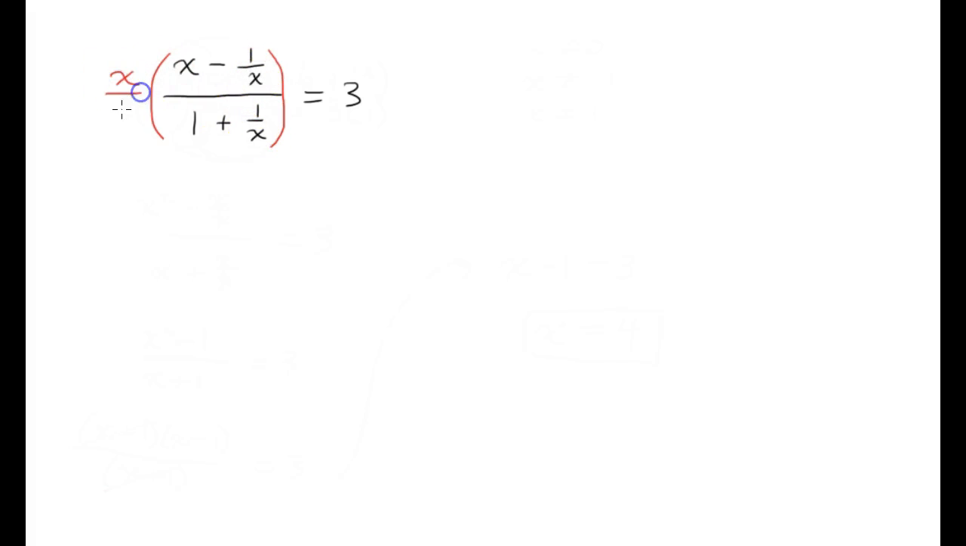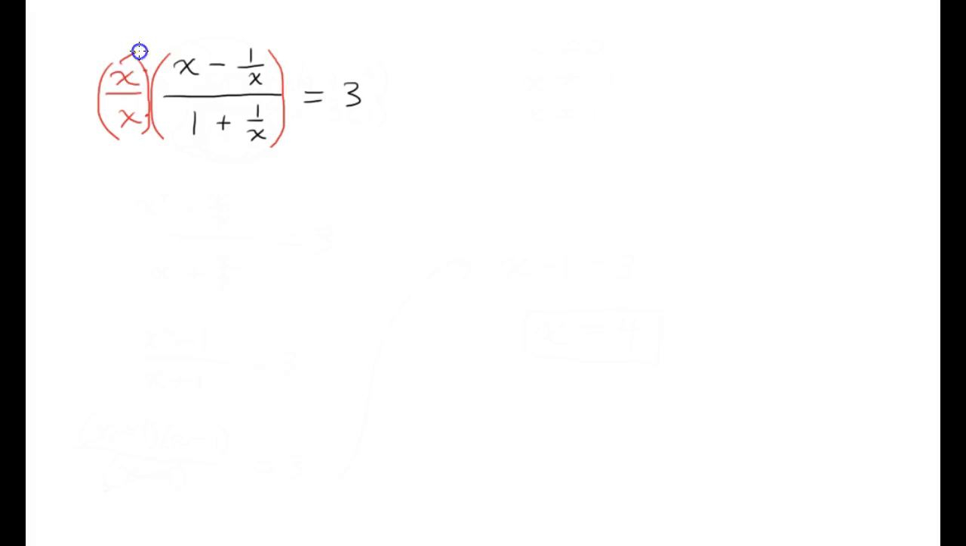So let's multiply the numerator and the denominator by x, and that's okay. We're not changing anything because any number divided by itself is just 1. So we're just multiplying by 1. It's just a way to manipulate this complex fraction to make it more manageable.